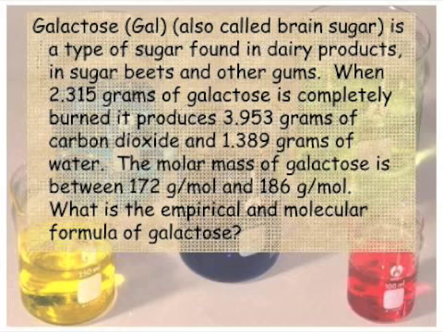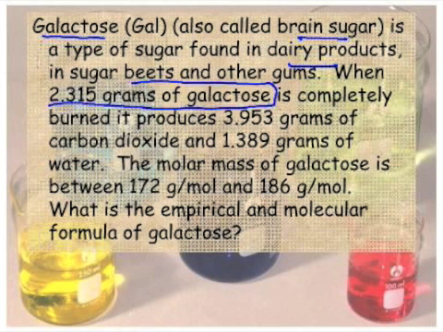Okay, now we're going to do a problem that's a little bit more complex because this chemical has oxygen. So galactose is a brain sugar, and it's found in dairy products, in sugar beets and so on. Basically, now we have the mass of the galactose. This is not a CHA compound, but a CHO compound. That's going to react with oxygen to make carbon dioxide and water.